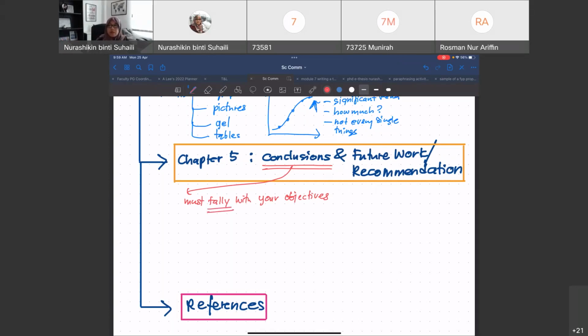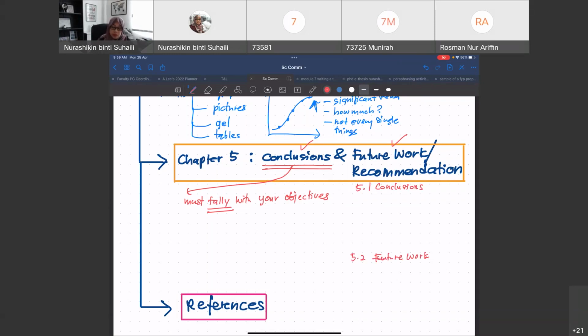So if let's say you have two objectives, you must have conclusions for those two objectives. So how do you divide it? Now this chapter has conclusion and future work for recommendation. So there are two components. So you may divide it into 5.1 conclusions and 5.2 future work. Okay, let's talk about conclusion first.